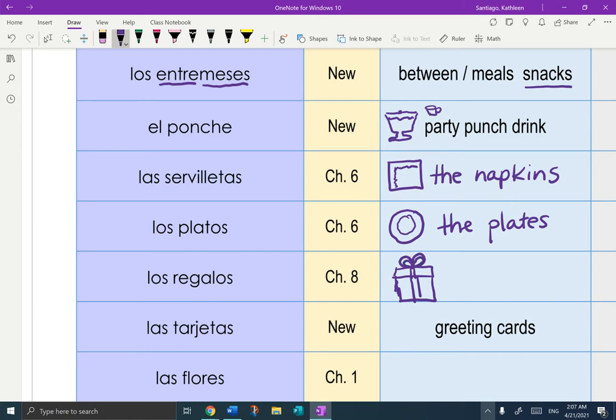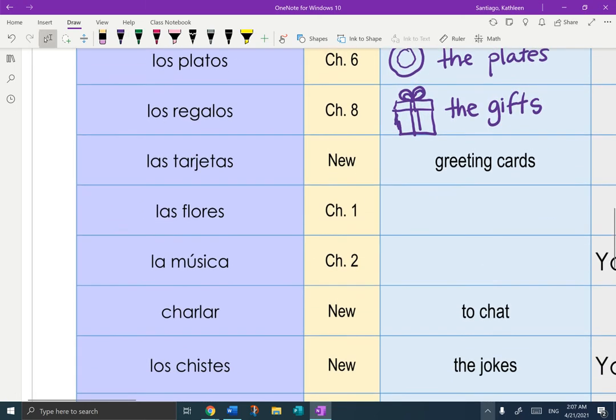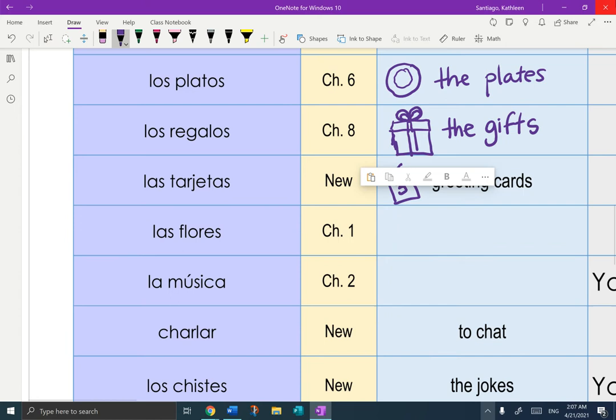What do you think a regalo might be? That's right. It is the gifts, plural, because we've got it in the plural here. Presents or gifts. Las tarjetas, that's a new one for us, greeting cards. So when we talk about tarjetas, we're talking about, right, like you would send one to somebody who just turned maybe 3 years old, right? So that is their greeting card.